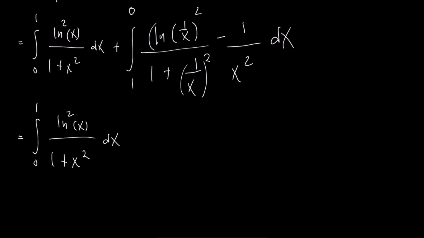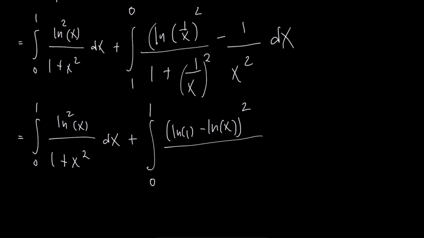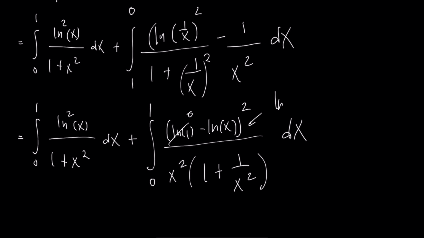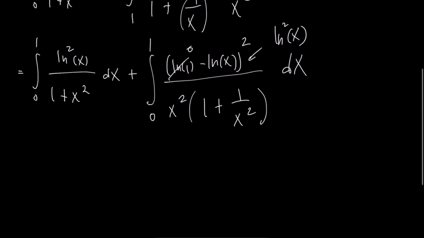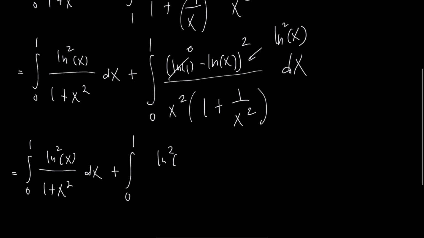And we could rewrite this as plus the integral from 0 to 1 of the natural log of 1 minus the natural log of x squared, divided by x squared times 1 plus 1 over x squared dx. But we know that the natural log of 1 is 0, and then this numerator will end up being the natural log squared of x. So you have the integral from 0 to 1 of the squared log divided by 1 plus x squared dx, plus the integral from 0 to 1 of the squared log divided by x squared plus 1 dx.